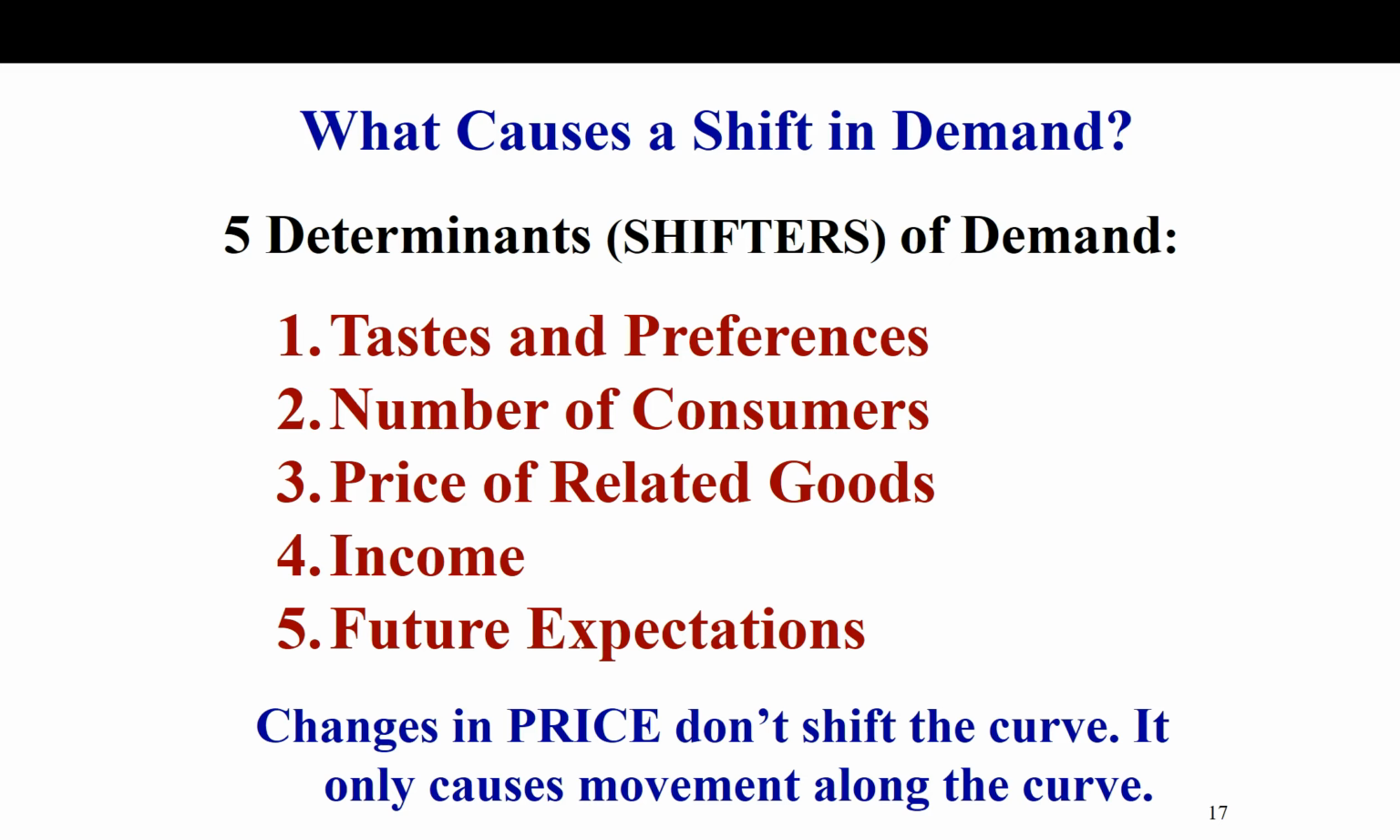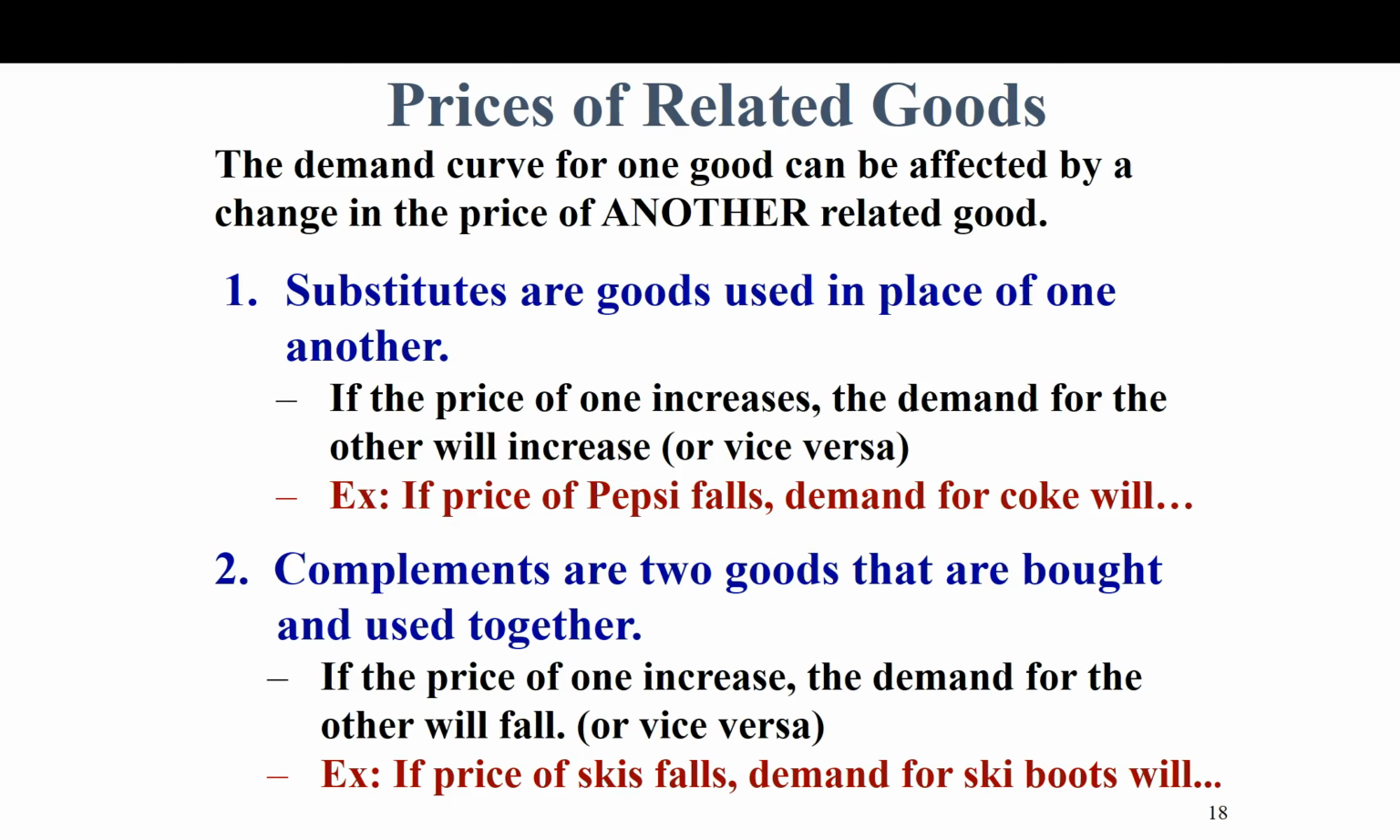You can see the 5 shifters here. We'll talk about each one individually. It's important to know that a change in price, I've said this before, I want you to remember this, a change in price does not shift the curve. It only causes movement along the curve. But we're talking about the things that will shift the entire curve, to the right for an increase, to the left for a decrease. Now, I think some of them are pretty self-explanatory.